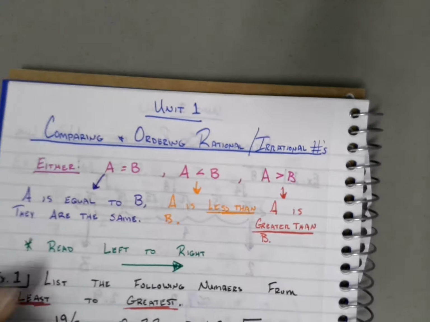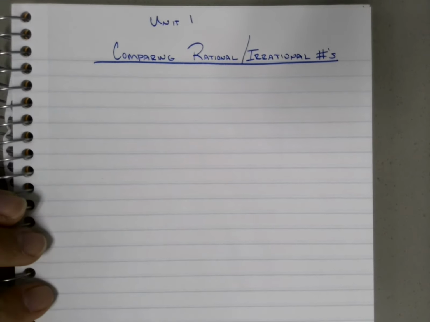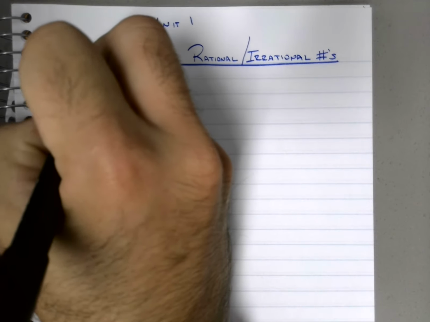All right, guys, so we're going to look at comparing rational and irrational numbers. This is part two. The first one, we started here with the ordering, and we need to keep these signs in mind. So we're looking at comparing. We'll just jump right into an example, because when we compare numbers, we're trying to determine greater than, less than, or equal to. So let's look at an example here, and we'll go through some steps.